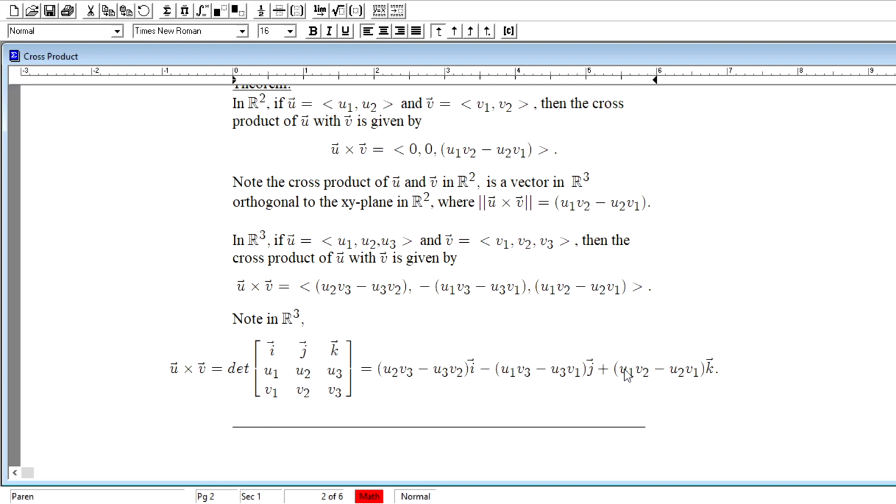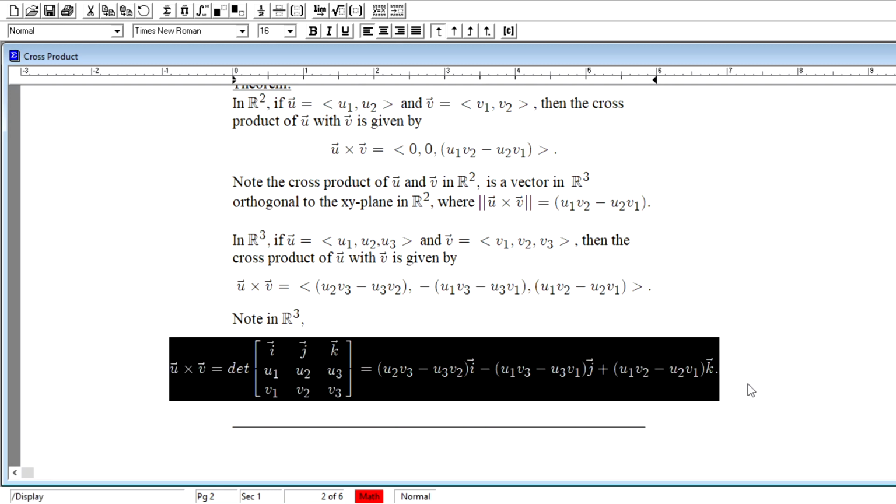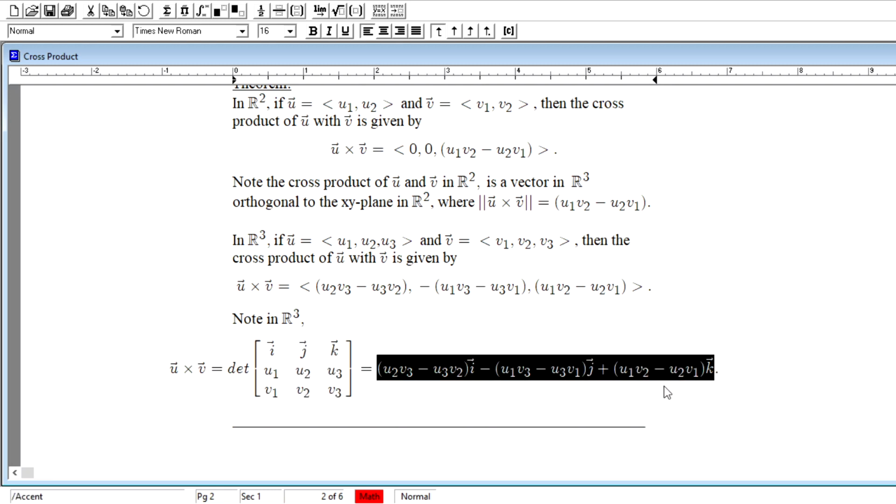And then that is going to be added to the value for the kth component, which involves crossing u1, u2 with v1, v2. You are going to add on the quantity u1 times v2 minus u2 times v1. It is this crossing pattern, u1 times v2 minus u2 times v1. That is going to determine the value seen for the third component, or the kth component, in this standard unit vector notation for the cross product.